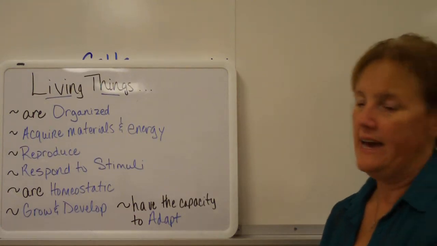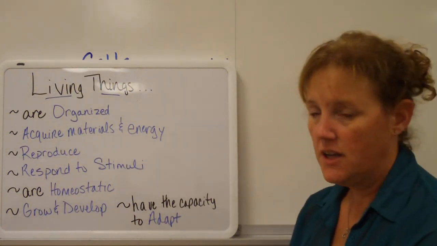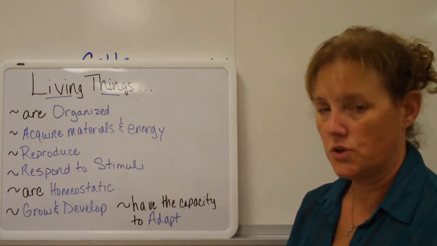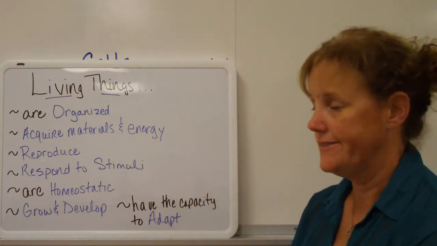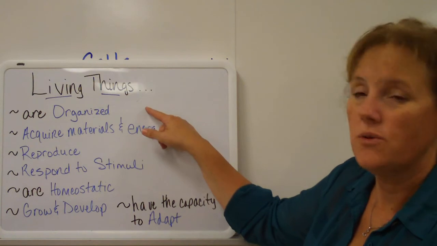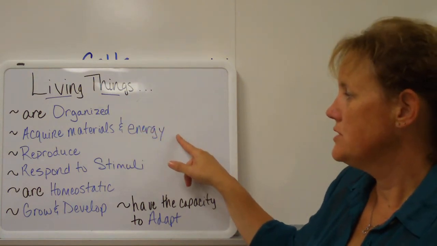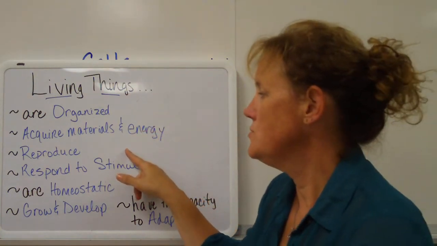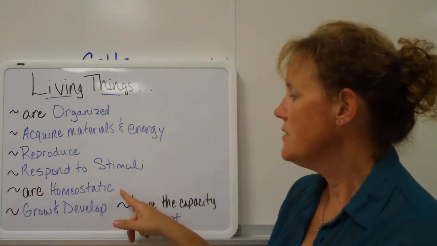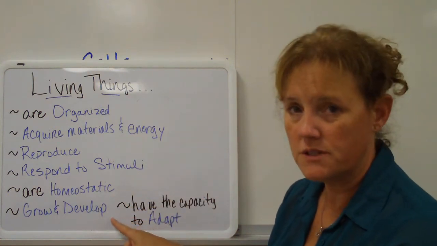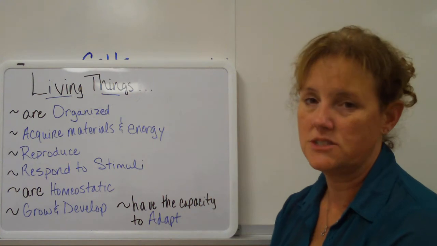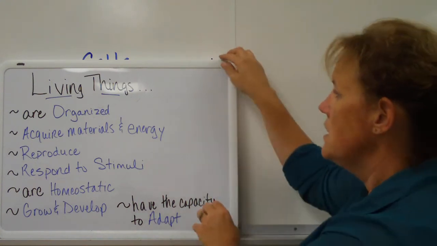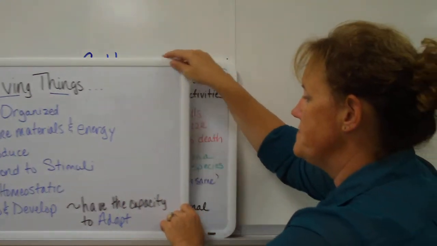We're going to take a look at what the characteristics of life are. All living things exhibit certain qualities in order to be considered a living thing. So living things are organized, they acquire materials and energy, they reproduce, they respond to stimuli, they're homeostatic, they exhibit growth and development, and have the capacity to adapt to their surroundings. Let's look at these a little bit more in depth.